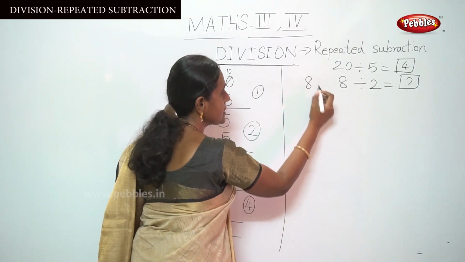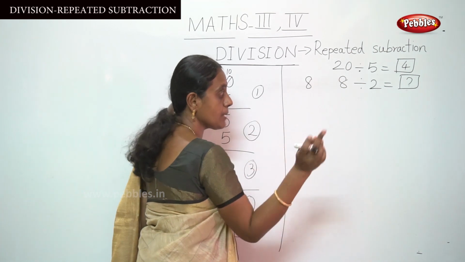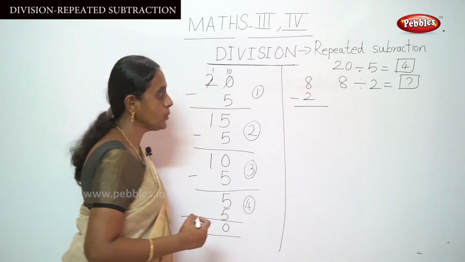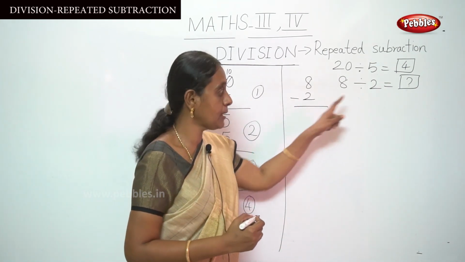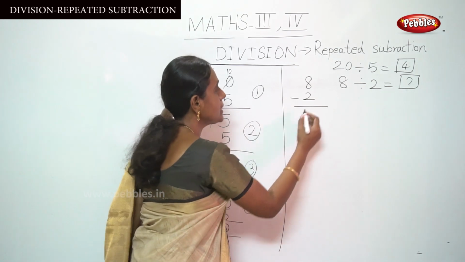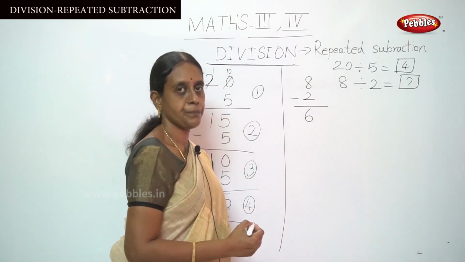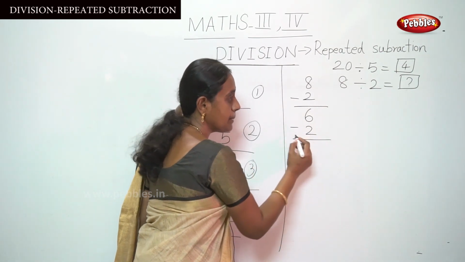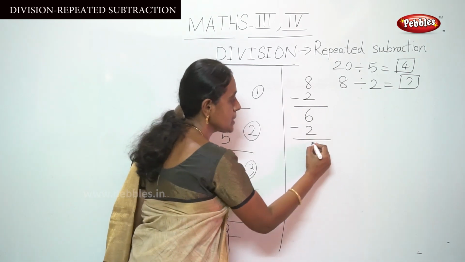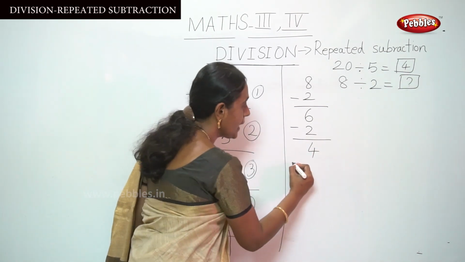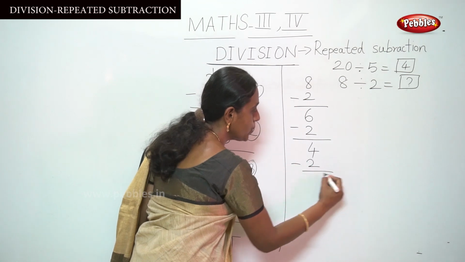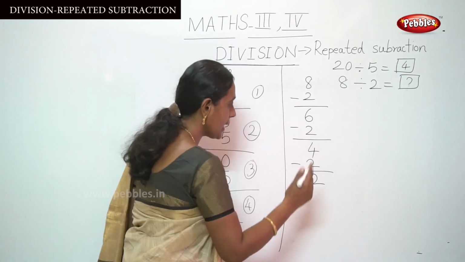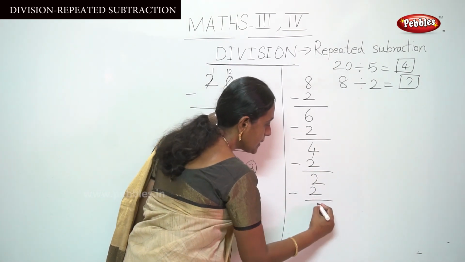Now put the 8 and minus the divisor. Sorry, you have to subtract the number 2. So 8 minus 2 is 6. Again put the number 2 and subtract from 6, that is 4. Again put the divisor 2: 4 minus 2 is 2. And again put 2, that is 0.